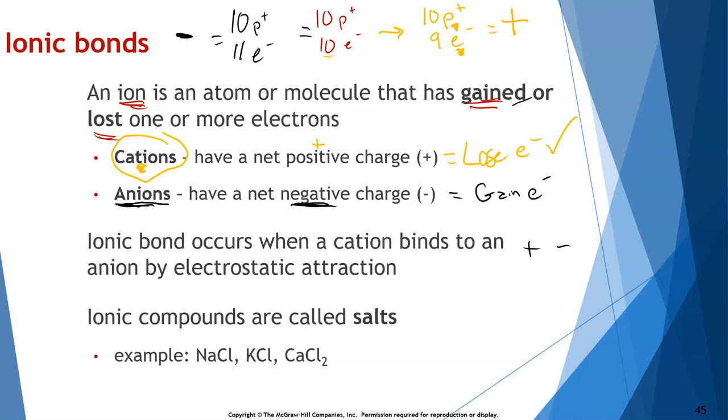A great example of this is salt. So we tend to call our ionic compounds salts. And examples are, of course, sodium chloride, which is typical table salt that you put on your food. And then, of course, things like potassium chloride or calcium chloride. Those are other examples of salts.